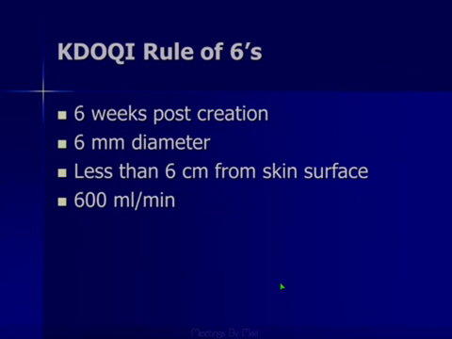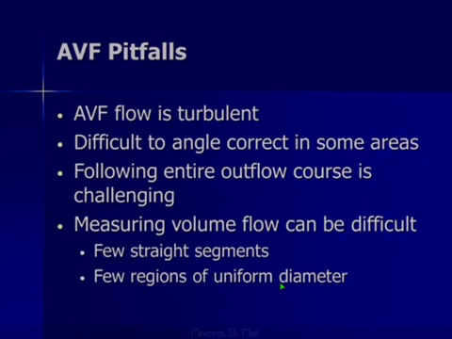So one other thing, it was mentioned earlier, the rule of sixes. Some people use this. 6 weeks post-op, we need a 6 millimeter vein. We need it less than 6 millimeters from the surface, and 600 mils per minute volume flow. The pitfalls with doing this, the flow rates are turbulent, the angle correction is challenging. You do need to follow the entire course, but they're so superficial it does present a challenge.